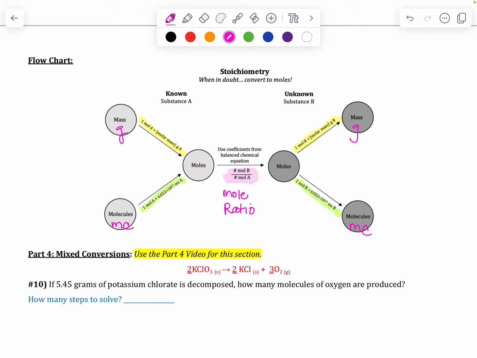And remember, when we're setting these up, as we're looking at what goes on the top or the bottom of our conversion factor, what we need to get rid of goes on the bottom, and what we want to end up with goes on the top. And so that's how we are going to determine which part of our conversion factor goes where.